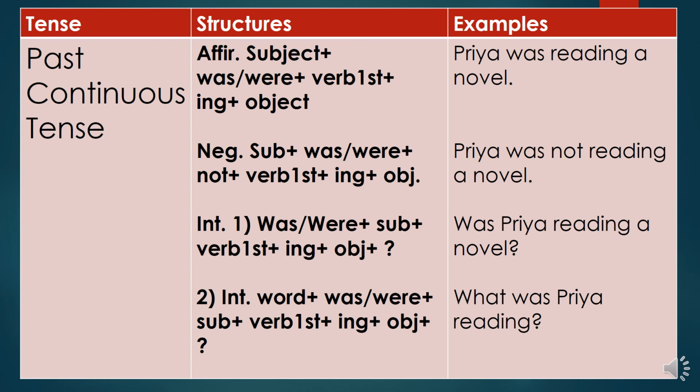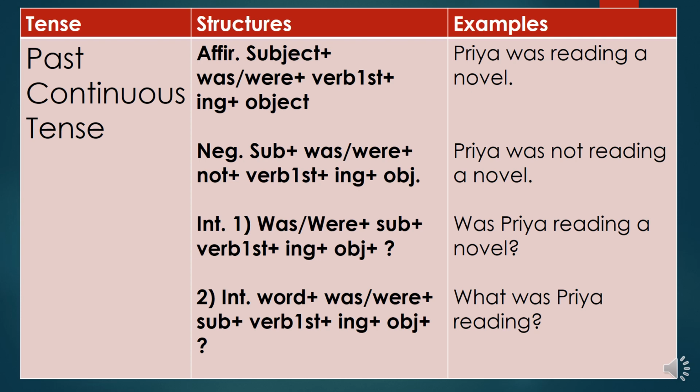So it is clear, in the simple past tense we only use the second form of the verb while writing the affirmative sentence, and in all other forms, negative and interrogative, we use the first form of the verb. While using the past continuous tense, we will put the first form of the verb in any kind of sentence.